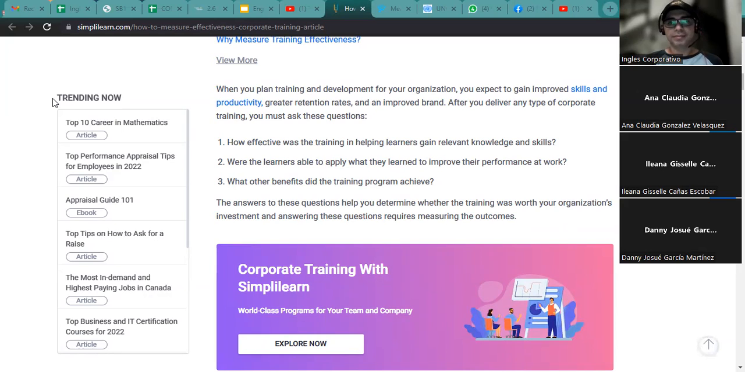When you plan training and development for your organization, you expect to gain improved skills and productivity, greater retention rates, and an improved brand. After you deliver any type of corporate training, you must ask these questions. Number one, how effective was the training in helping learners gain relevant knowledge and skills? Two, were the learners able to apply what they learned to improve their performance at work? Number three, what other benefits did the training program achieve? The answers to these questions help you determine whether the training was worth your organization's investment, and answering these questions requires measuring the outcomes.